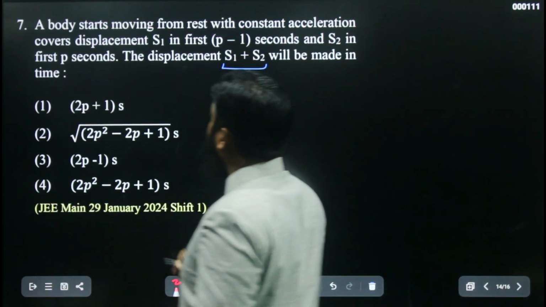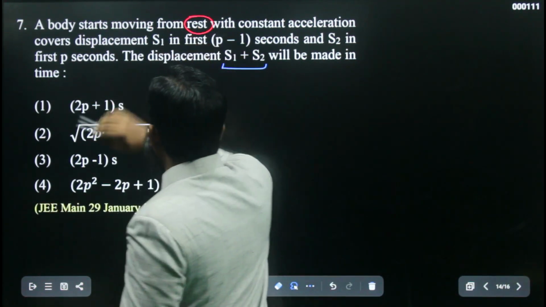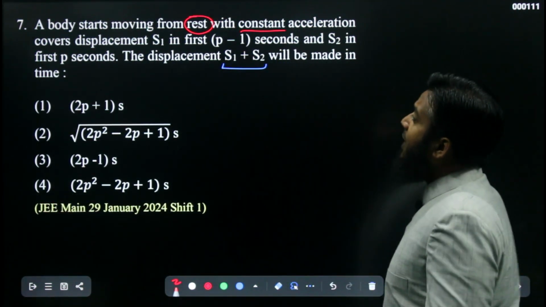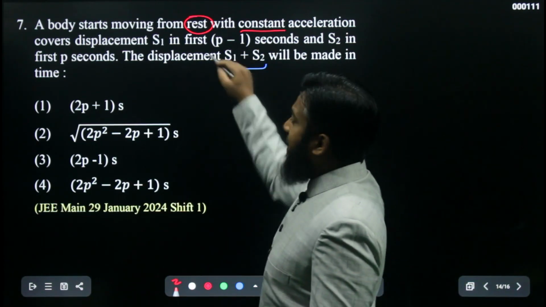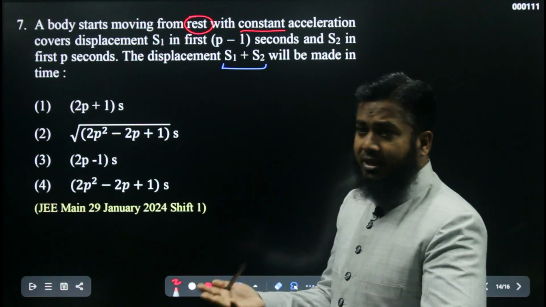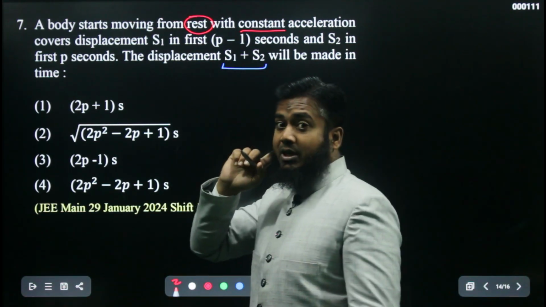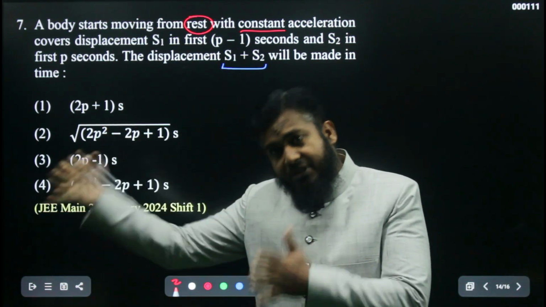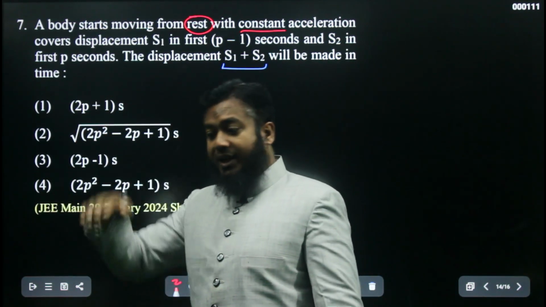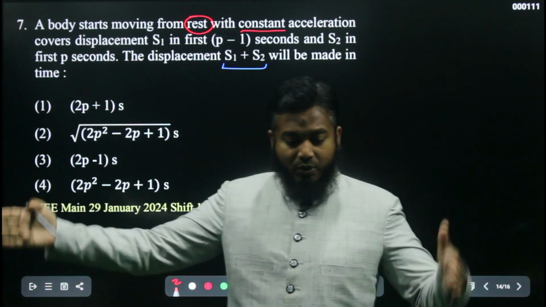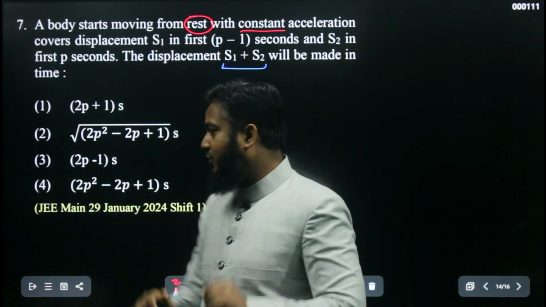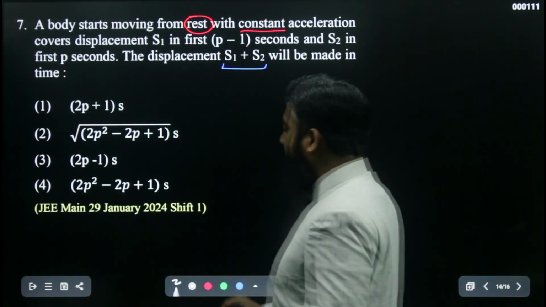So what is given to us? The body starts moving from rest, initial velocity is 0 and the acceleration is constant. And in first p minus 1 second, okay, so p minus 1 is some time duration. In that time duration, distance is s1. But this time duration is taken from the starting point. Okay. And also s2 in the first p second. So again starting from t is equal to 0, in p second, distance is s2, and in p minus 1 second, distance is s1. So how to write these informations in equation?